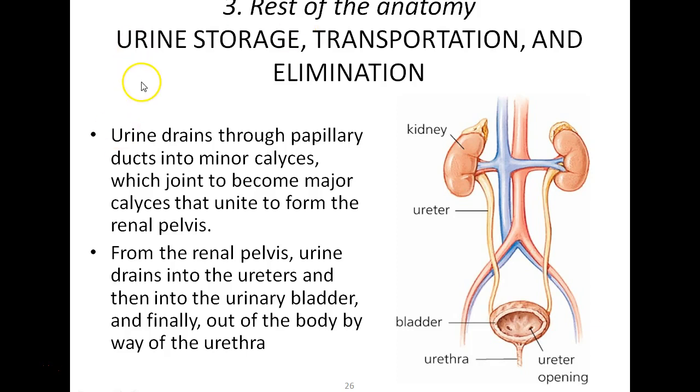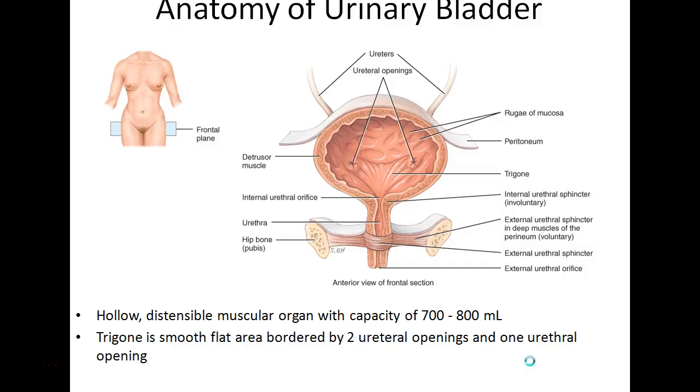We see that the urine drains through papillary ducts into minor calyces, which join to become major calyces that form the renal pelvis. You might recall from the renal pelvis, the urine moves down the ureters and then into the urinary bladder and finally out through the urethra. So let's take a closer look at some of those functions.